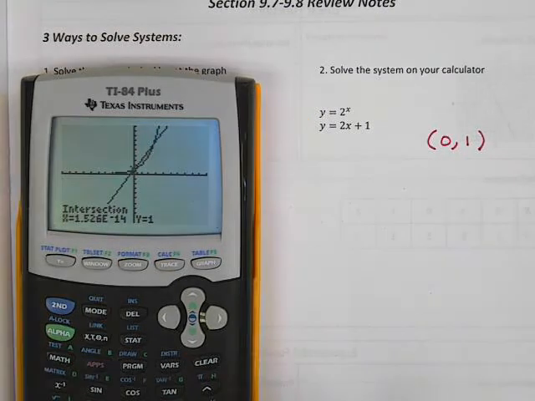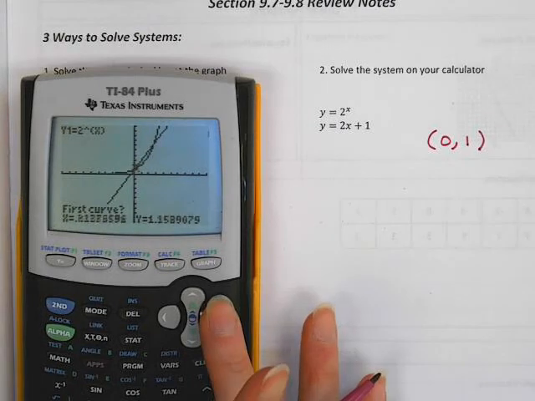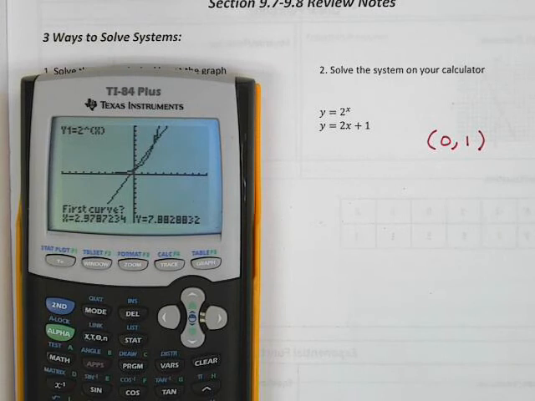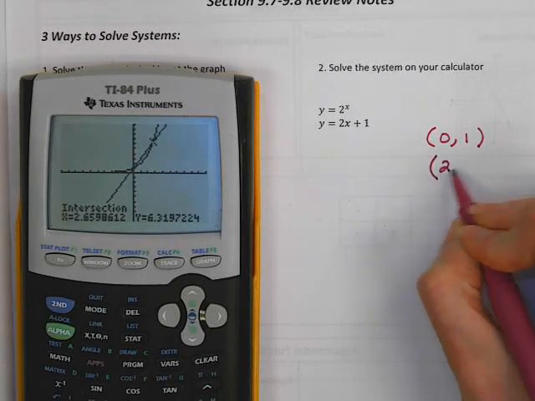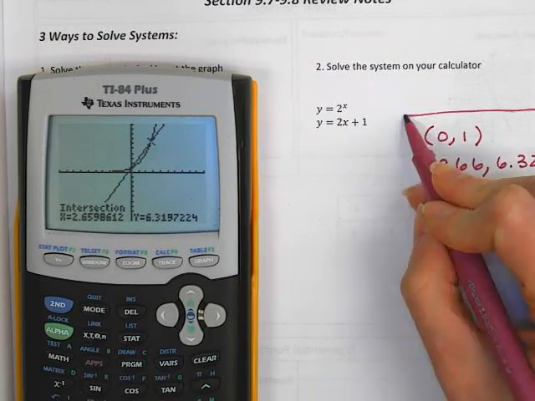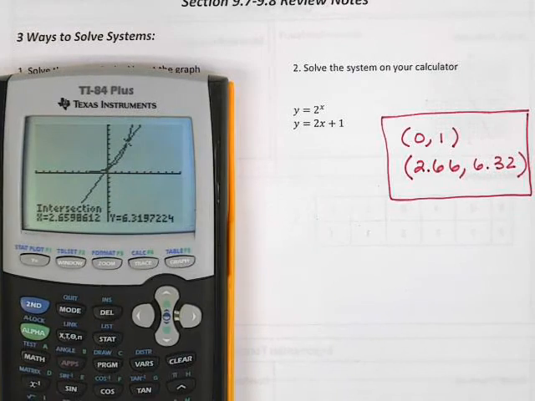And then we do it again. Second trace option 5, but now you got to get your blinker closer to the other one. And again, hit enter 3 times. 1, 2, 3. And this one is at 2.66, 6.32. And those are your two solutions. Oh, there you go.